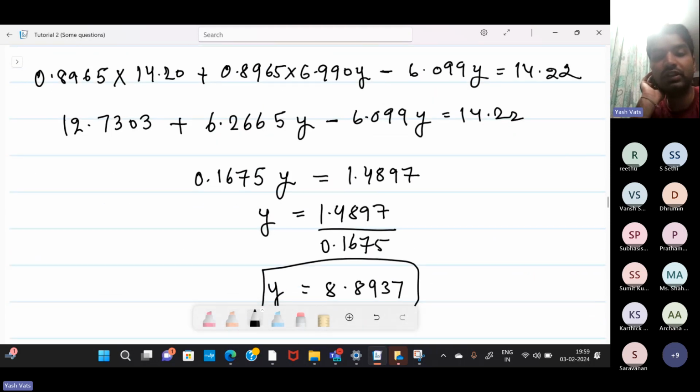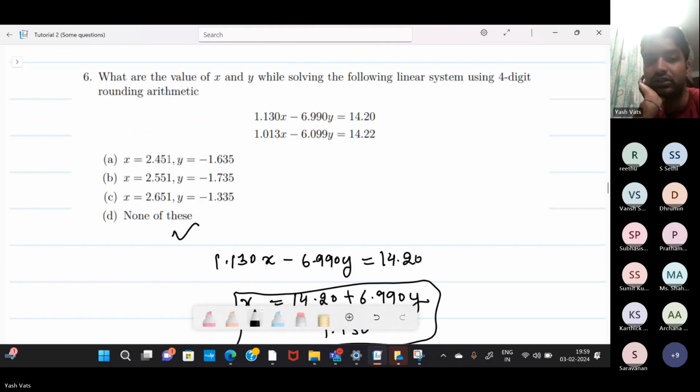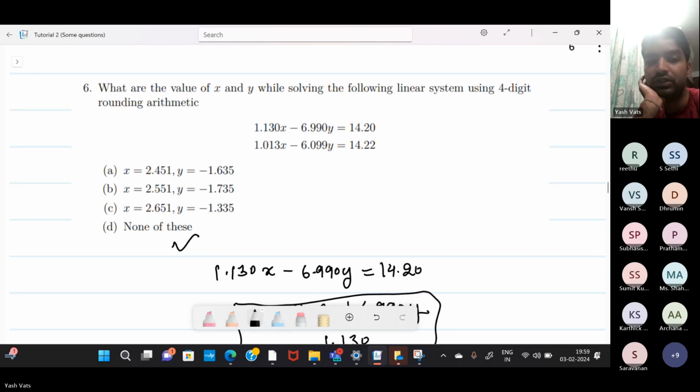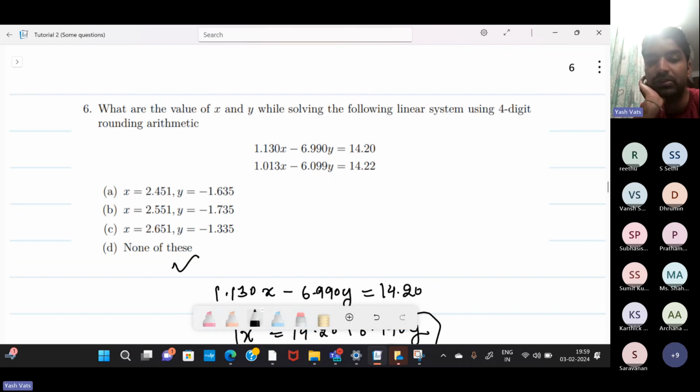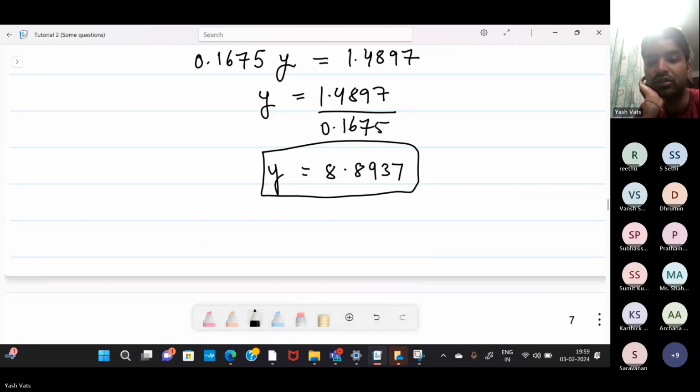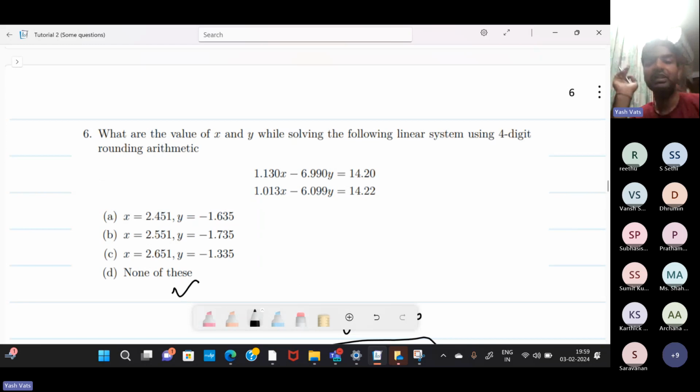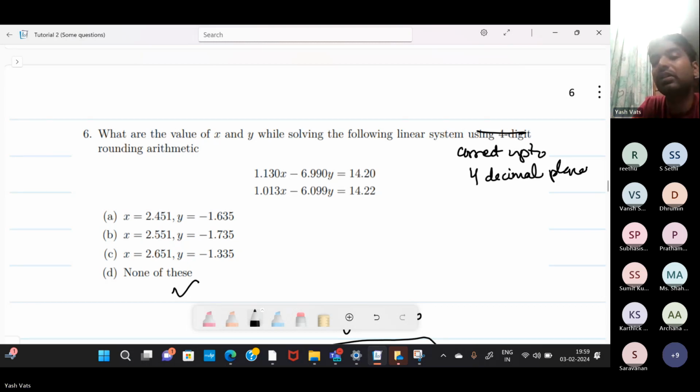I'm not sure why they are not there. Maybe in this question, they can rephrase it. It's not the right way to phrase this question, using 4-digit rounding arithmetic. So you just replace it with: correct up to 4 decimal places after rounding. That is the right way.